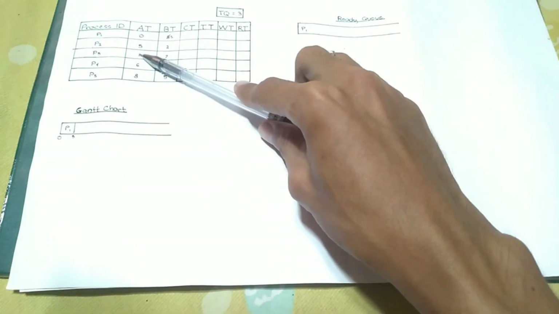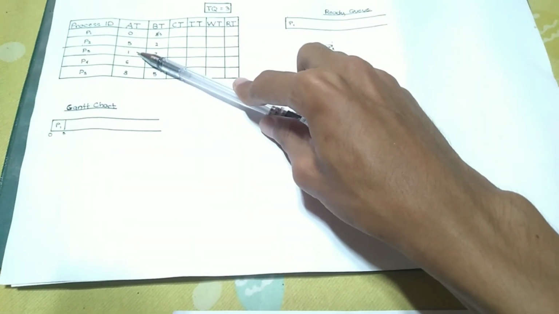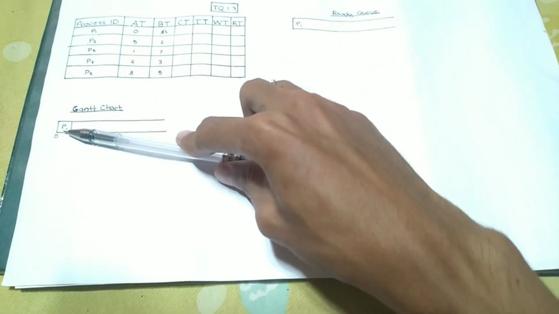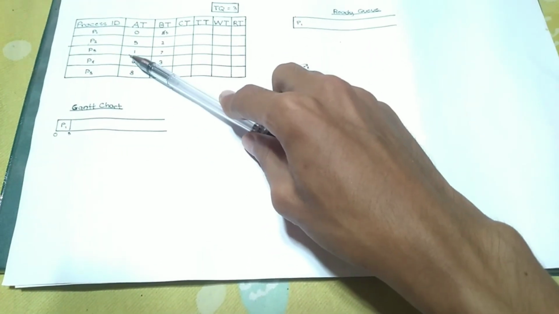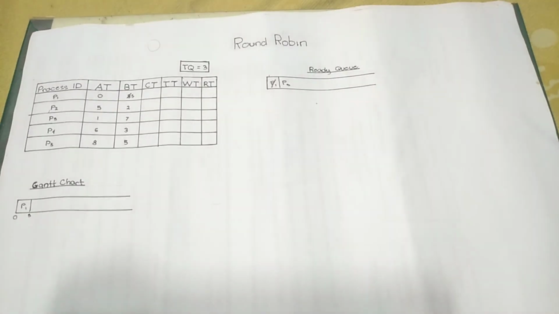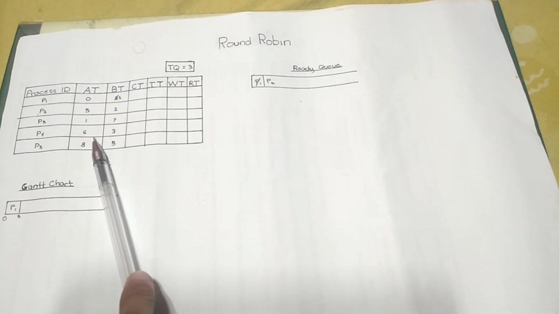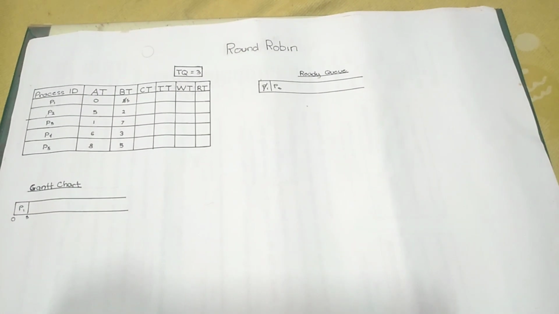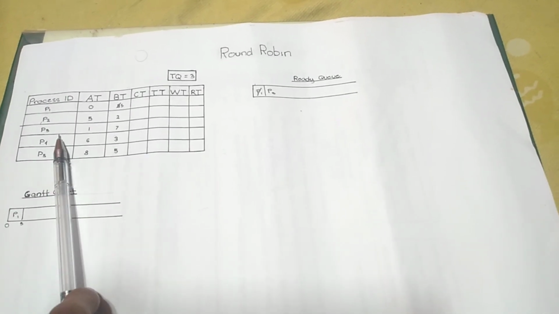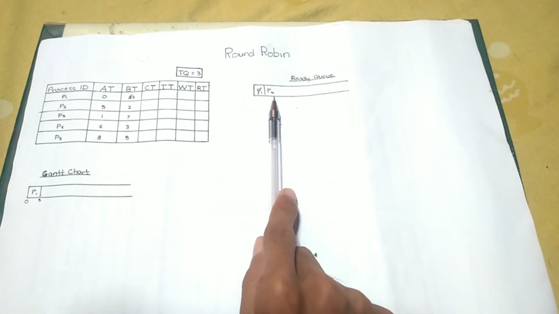Now the arrival time of P3 is 1. So while P1 is running, at time 1, P3 has arrived. So P3 is now in the ready queue. P4 is 6, and P5 is 8. So before 3, only one process has arrived and went in the ready queue. Now we're going to remove P1 from the CPU and put it back to the ready queue.